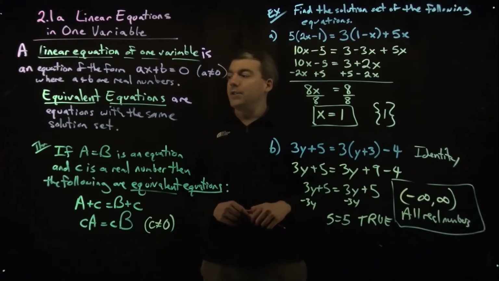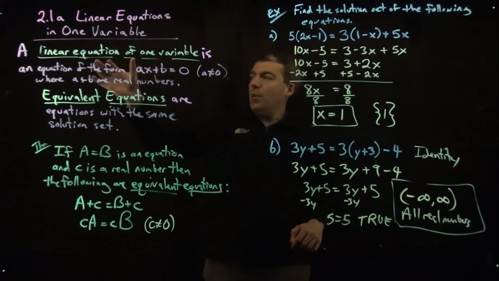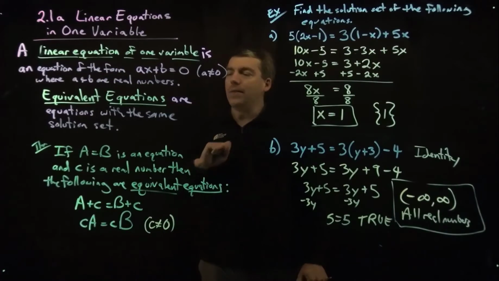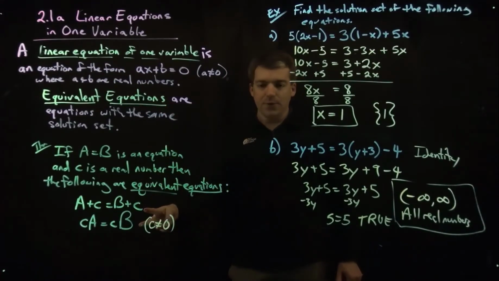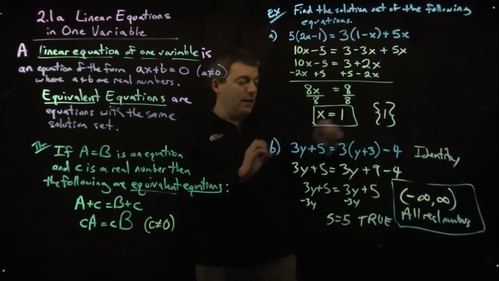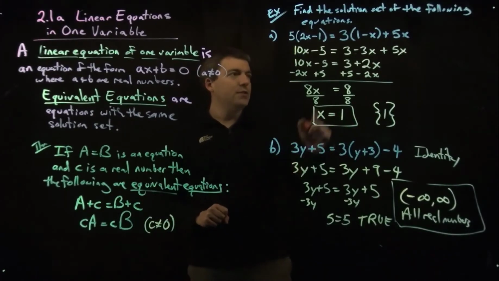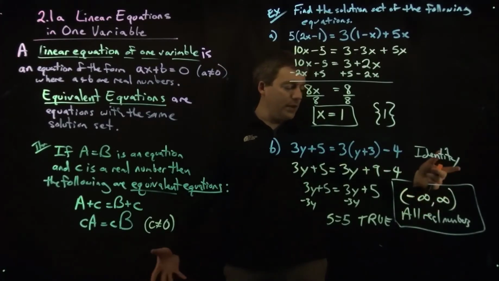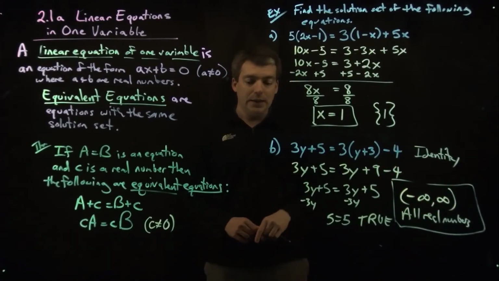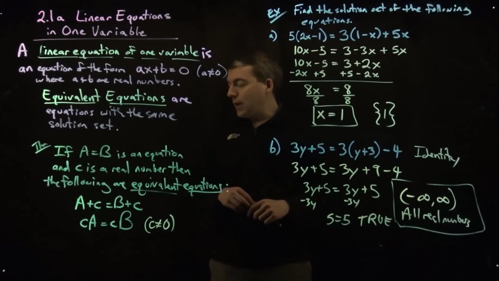Okay. So we've gone over the definition of linear equations. We talked about equivalent equations and the methods we use to find the solution set. And here's a couple of examples. One that has a solution. So this was a conditional, right? And this has all real numbers as solutions. Those are identities. Okay. So we'll look at a couple more examples.